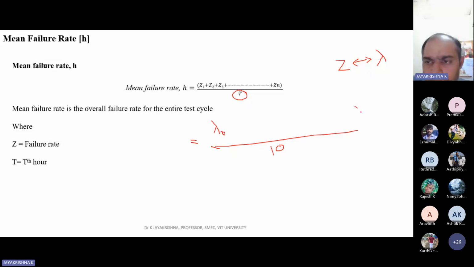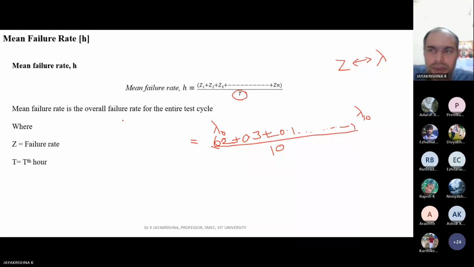Here I denote the failure rate at 0 as 10. When lambda equals 1, the failure rate will be like 0.2, 0.3, 0.1, and so on and so forth. So here the failure rate will always be a decimal value, correct? That's why we take the failure rate divided by the total number of hours for which I'm going to conduct the test. So that is called the mean failure rate. Are you able to understand mean failure rate?